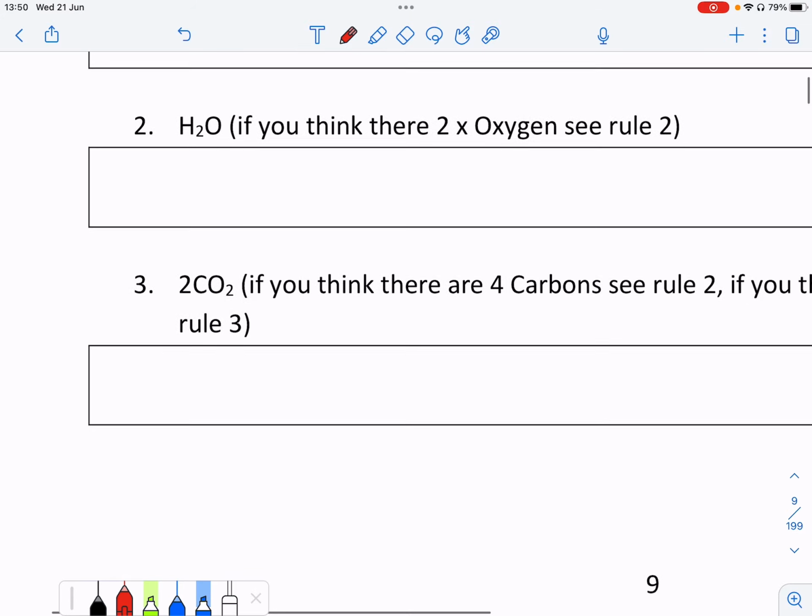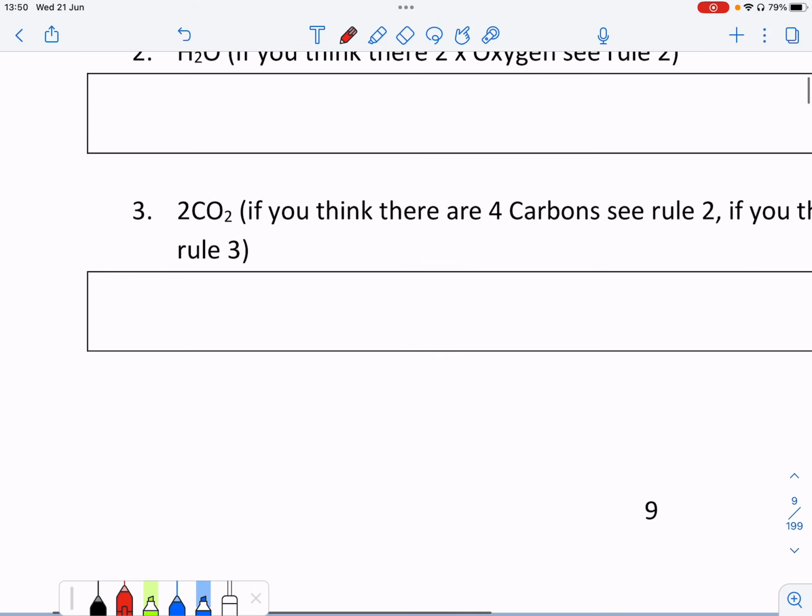I'm going to pick some different ones. So this one here, we've got a big number 2 in front of it, and what this means is it multiplies everything that follows by that number. So in here we've got one carbon, but I must times it by 2 because the big number 2 at the front tells me to do that. And then inside here I've got 2 oxygens, but we have to times that by 2 as well. So I've got 4 lots of oxygen in that formula.